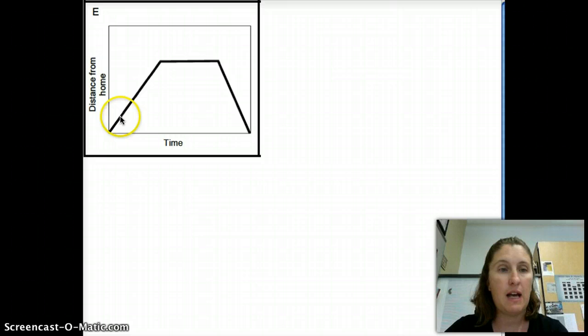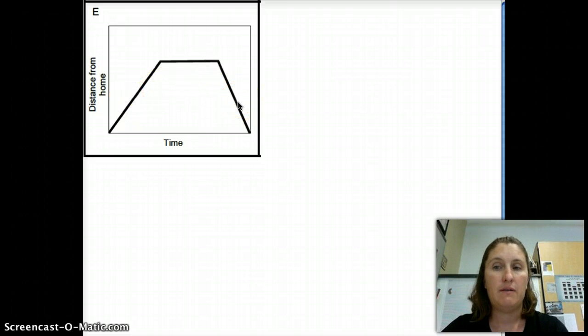I do want you to take special care to pay attention to the slopes. This slope is less steep than this slope, which would mean here he goes slower, here he goes faster. So if you would take 5 to 10 minutes depending and go through and try to match up every graph with your stories, and then in a little bit we'll go over the answers together.